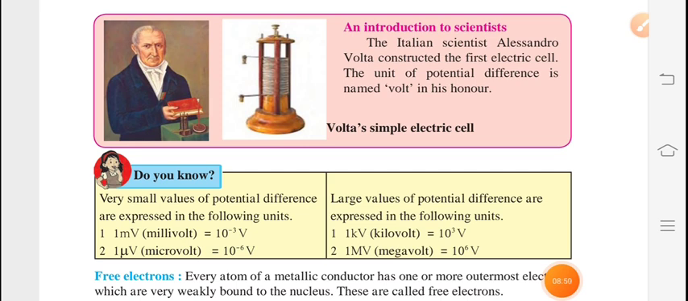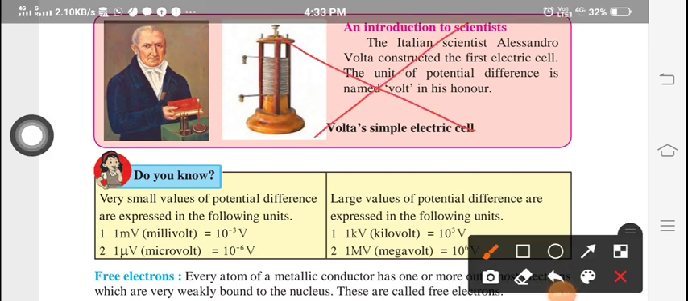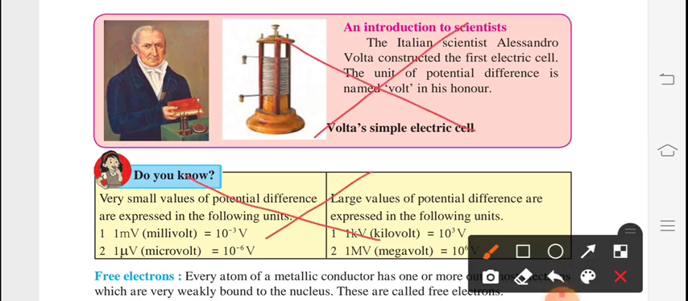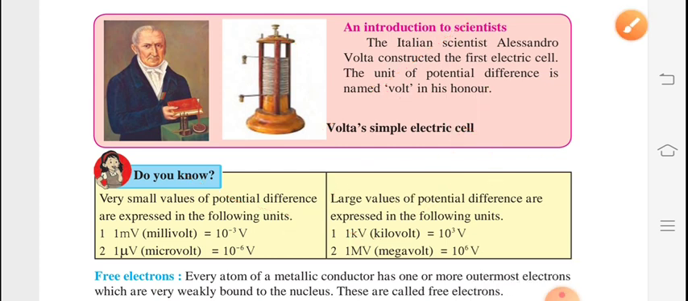Please cancel these two terms and the introduction to scientists; no need to do this. It is part of the 25% reduced syllabus. Don't study this part.